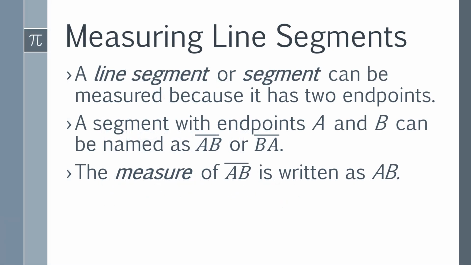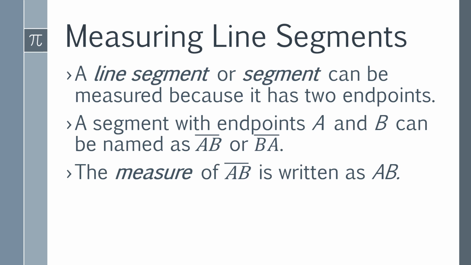Measuring line segments. A line segment or a segment can be measured because it has two endpoints. A line goes on forever, it's infinite in opposite directions, where a line segment is a piece of a line. It has a beginning and it has an end. Those are called the endpoints.